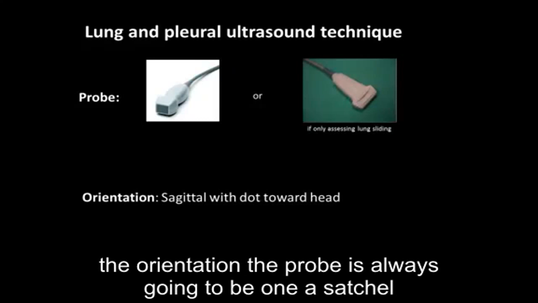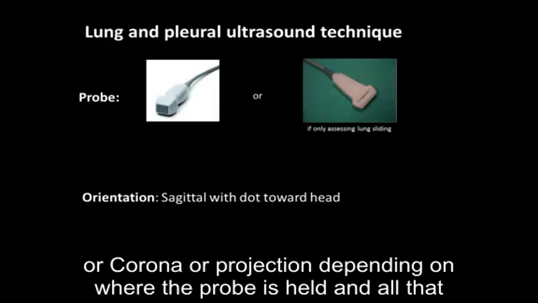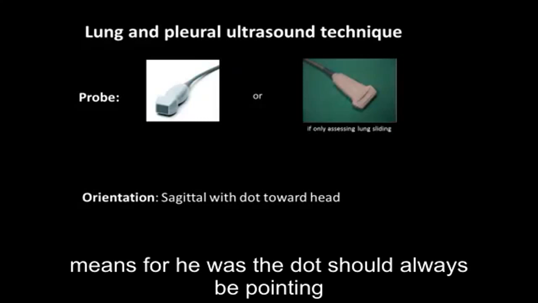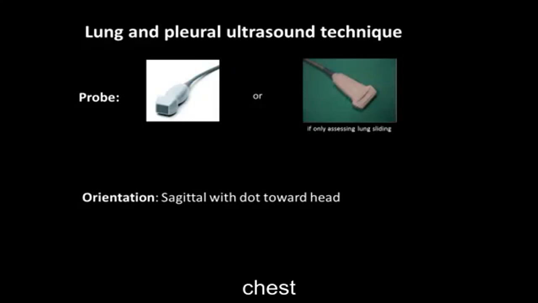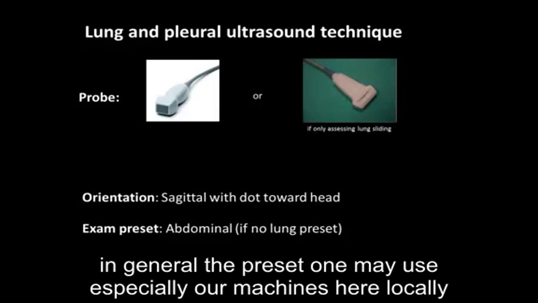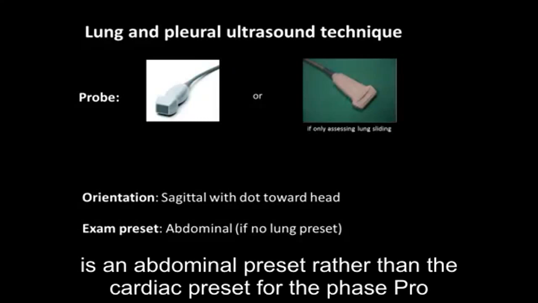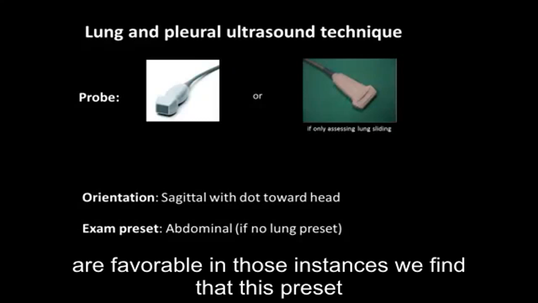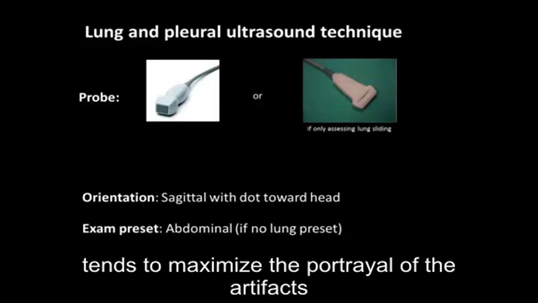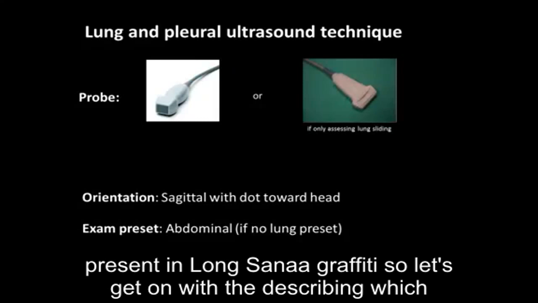The orientation of the probe is always going to be one in a sagittal or coronal projection, depending on where the probe is held. And all that means for you is that the dot should always be pointing towards the patient's head, no matter where you have the transducer on the chest. In general, the preset one may use, especially on our machines here locally, is an abdominal preset rather than the cardiac preset for the phased probe. Some vendors are coming out with lung presets, which obviously are favorable in those instances. We find that this preset tends to maximize the portrayal of the artifacts present in lung sonography.